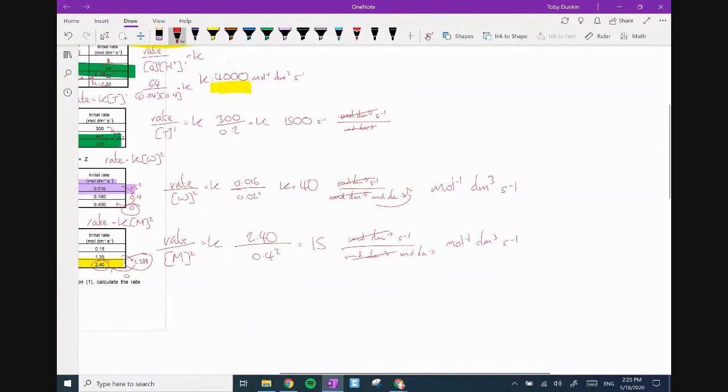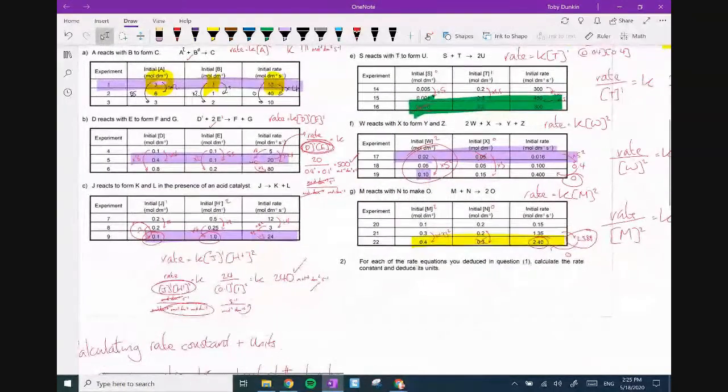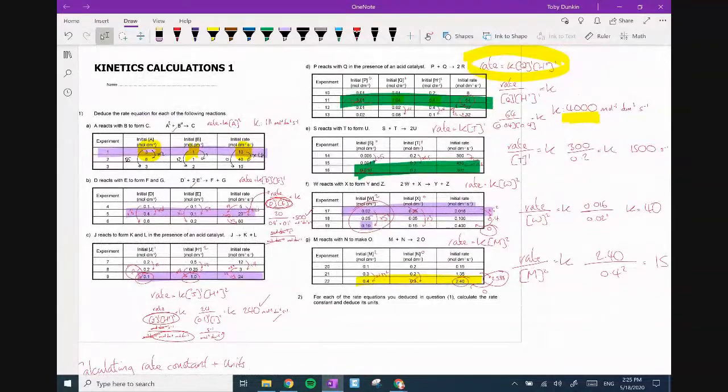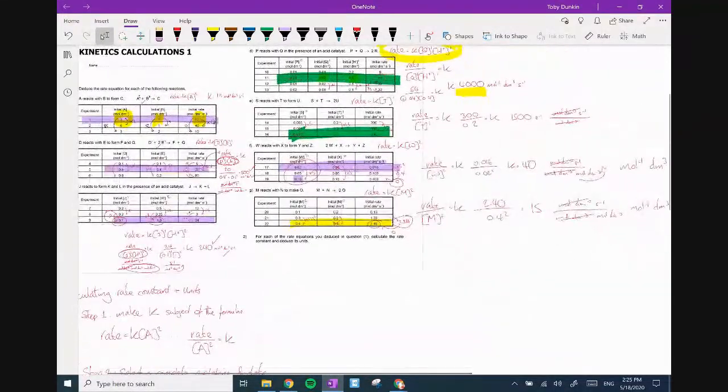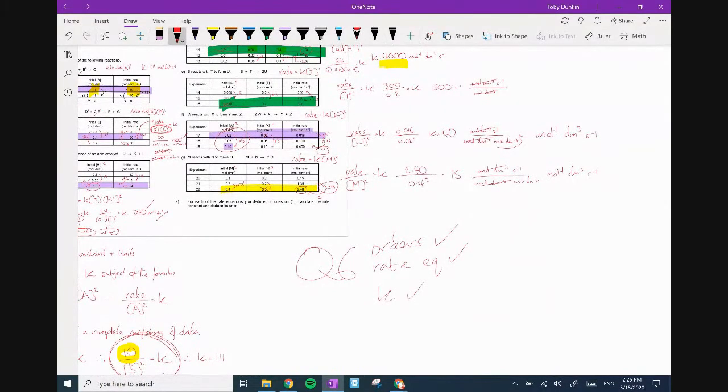Right, guys, it's the end of the homework. Let's tally it up, shall we? So we said that there are 1, 2, 3, 4, 5, 6 questions in total. Each question has 1 for the orders being correct, 1 for the rate equation, 1 for the value of k, and 1 for its units. So 6 times 4 gives me 24. Your homework was out of 24.